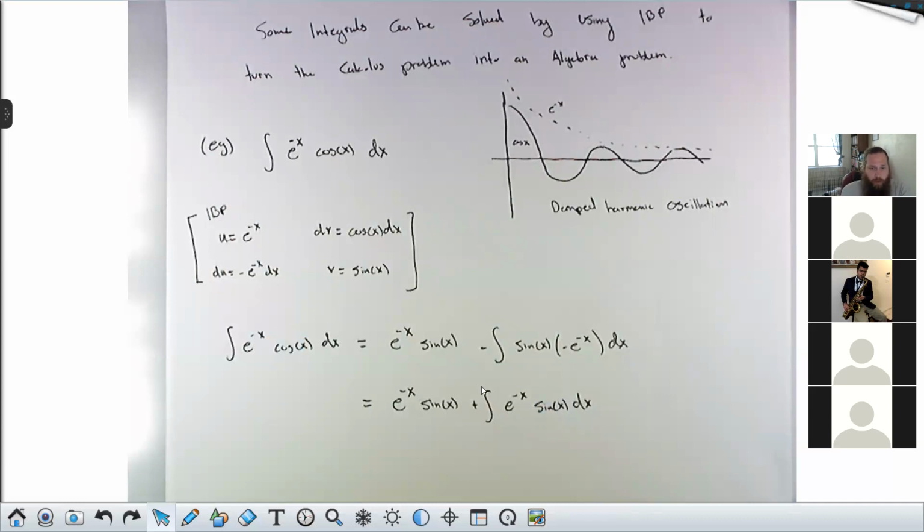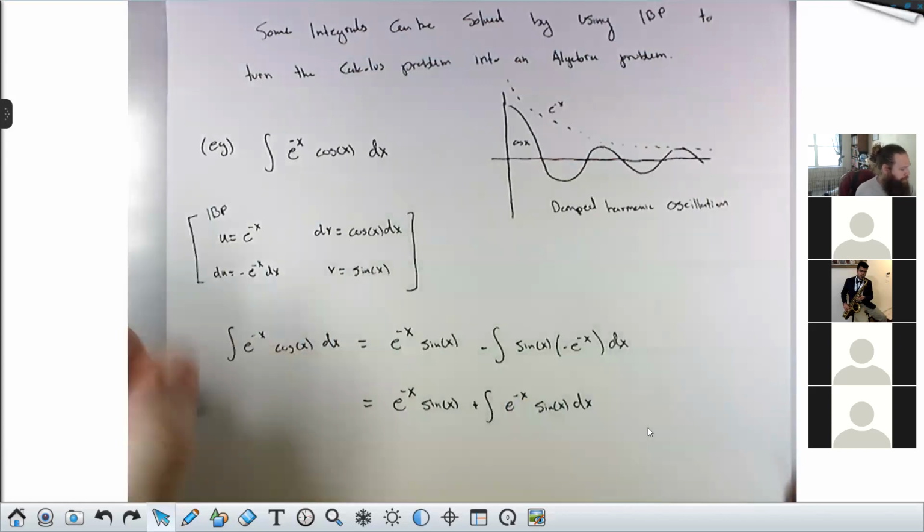Yeah. So if I run IBP on this, that will spit out another term that looks kind of like this, and an integral of e to the negative x times cos x, which is my original integral. And that's what I meant when I said it turns the calculus problem into an algebra problem. You will have your original integral equals some term minus your original integral. That's actually an equation you can solve for the integral. Let's do it.